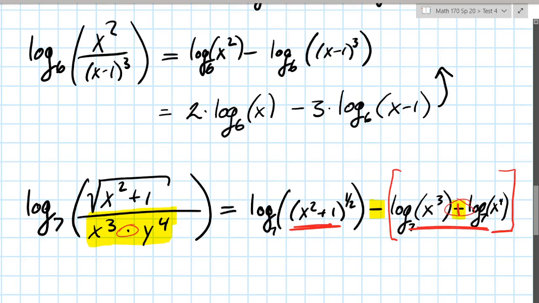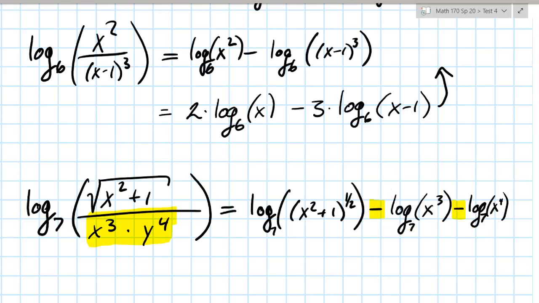But if you were to skip that step of writing it as a plus, then you would notice both of those have a negative sign. All right, now we want to do the exponents.